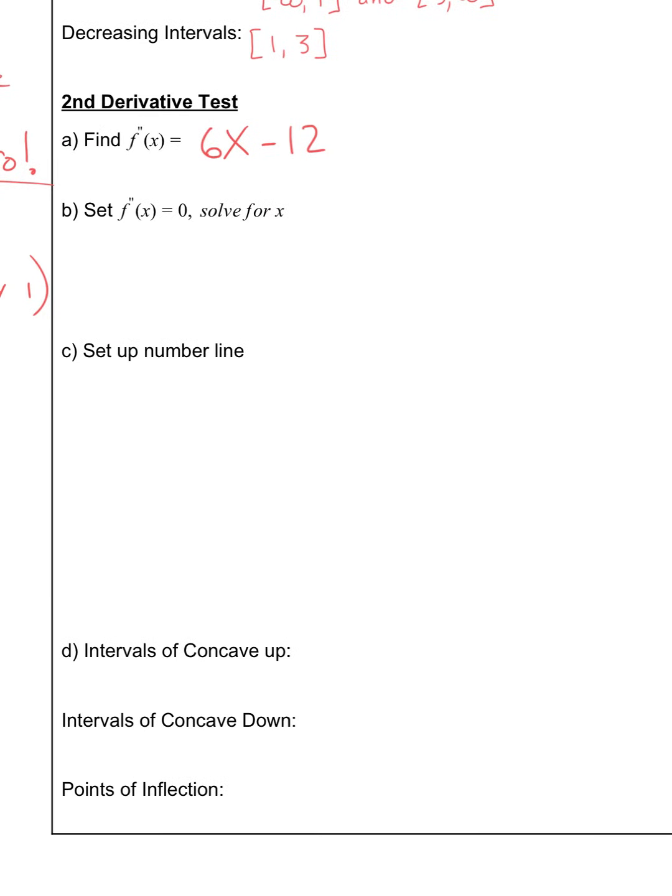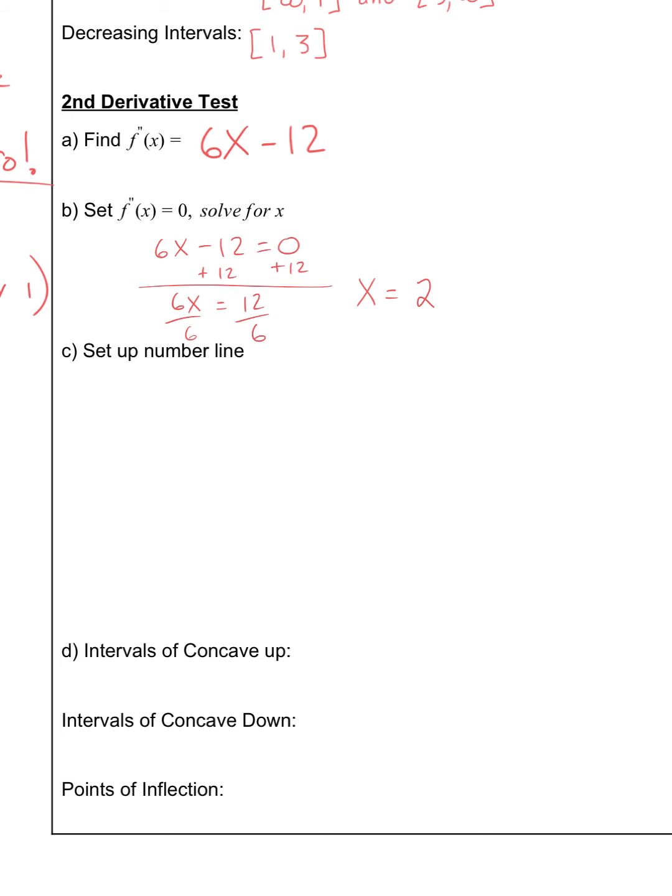So now the second derivative test is kind of the same thing. We set our second derivative equal to 0. So 6x minus 12 is equal to 0. And then we just solve for x. I can add 12 to both sides, so 6x is equal to 12, and then I can divide by 6. So our x-intercept on our second derivative is 2.